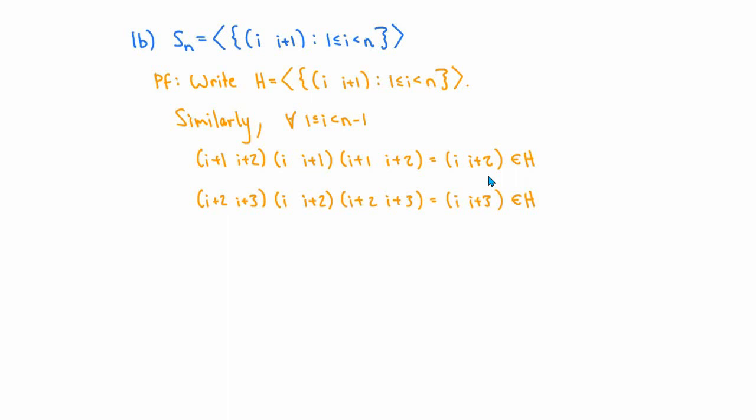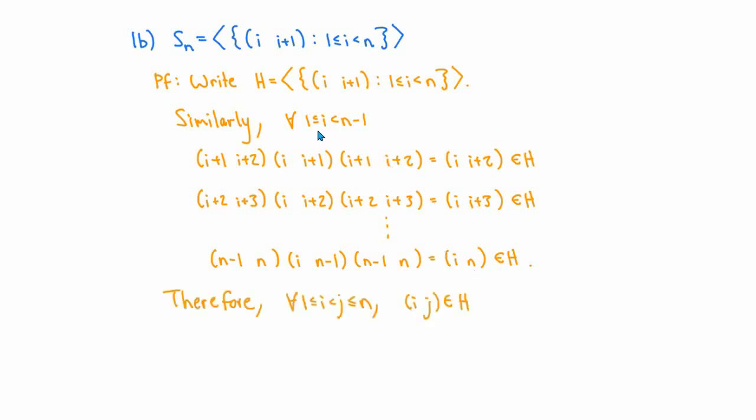Well, now, continuing in this way, if we put (i i+2) in the middle and left and right multiply by the transposition which interchanges i+2 and i+3, we find that the transposition which interchanges i and i+3 is also an element of H. And continuing in this way, we find that all transpositions of the form (i j), where j goes from i+1 up to n, are elements of H.